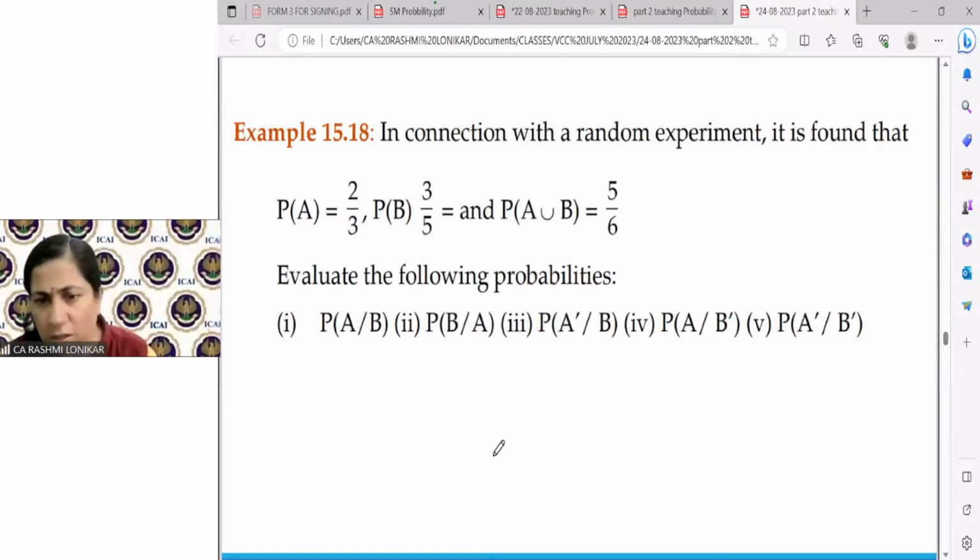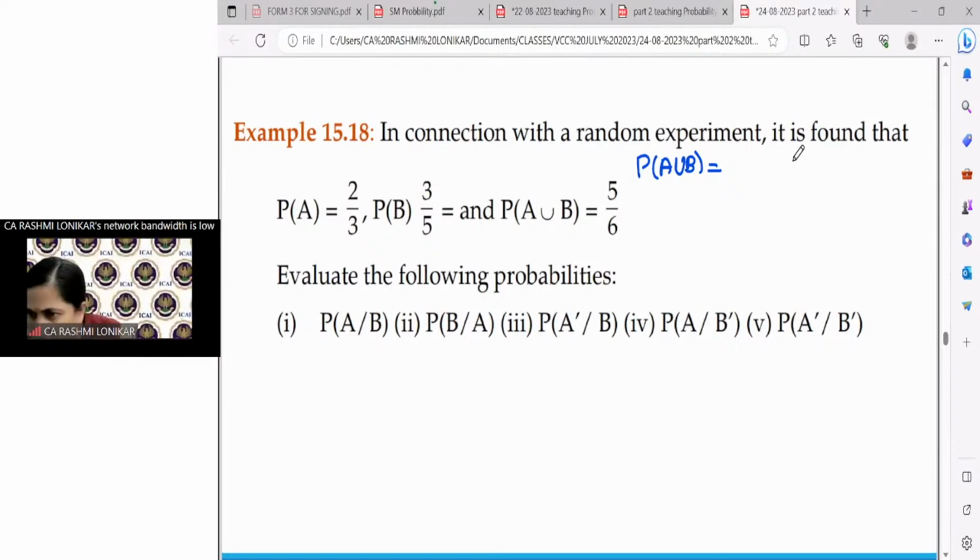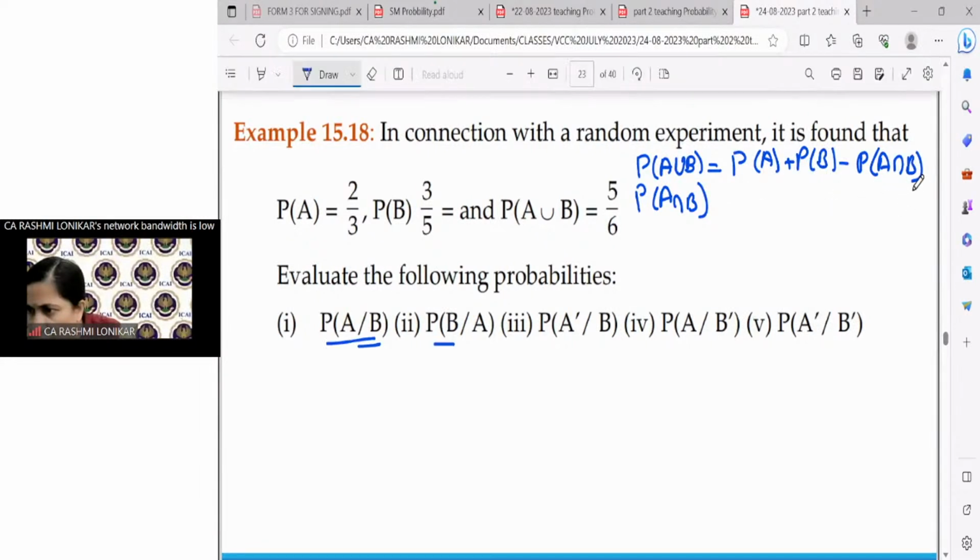P of A is the same, P of A given B, B given A. Okay, yes, we could do that. Now this is given, so P of A union B is equal to P of A plus P of B minus P of A intersection B. Why is this necessary? Because I want to find this. P of A intersection B will be equal to P of A plus P of B minus P of A union B.